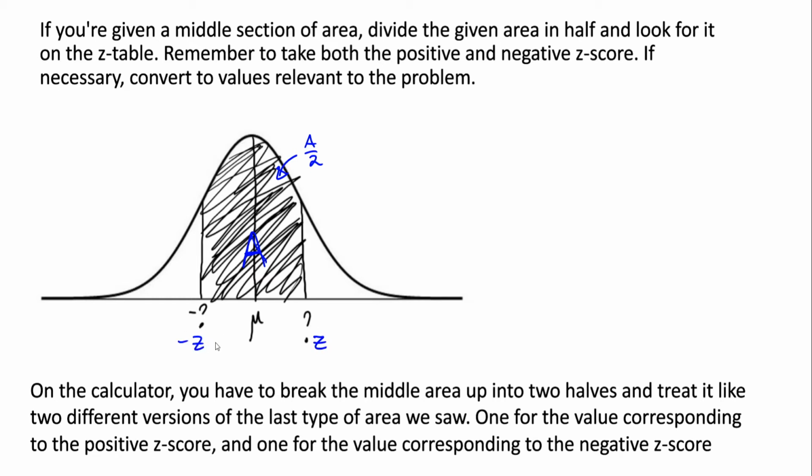If you're dealing with an application problem, you're going to have to convert your z-scores back to whatever the relevant values are. On the calculator, you have to break the middle area up into 2 halves and treat it like 2 different versions of the last type of problem we saw, where you have this area between the mean and whatever the score is, and then you have this other piece of area over here between the mean and whatever the negative z is. So on the calculator, it becomes 2 problems like this, where this is what you would have for your upper half. You have a over 2 here, and then 0.5.